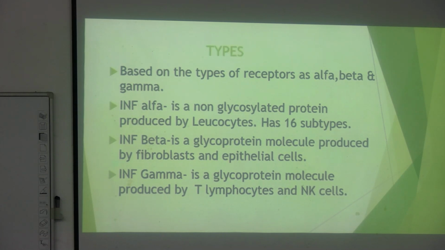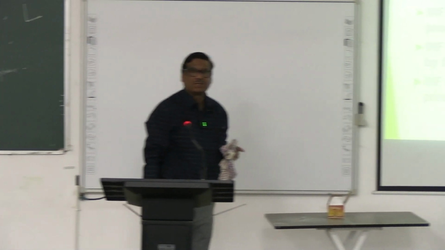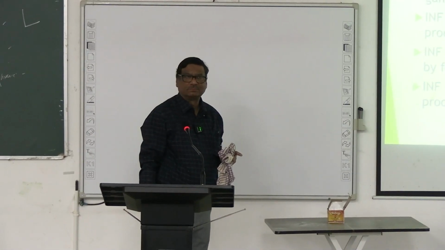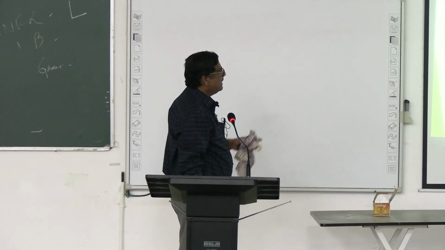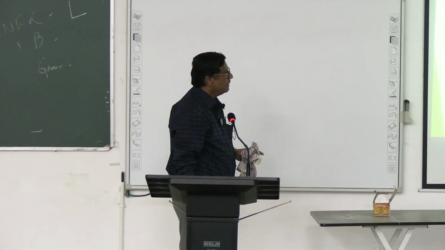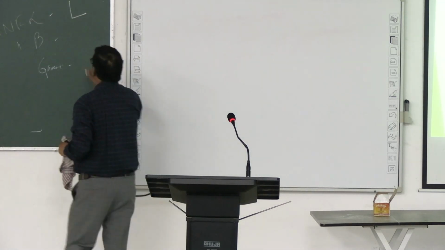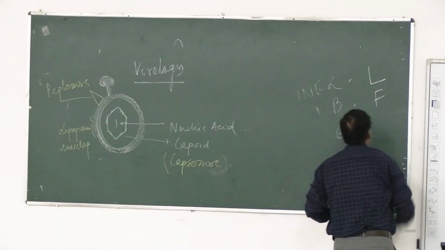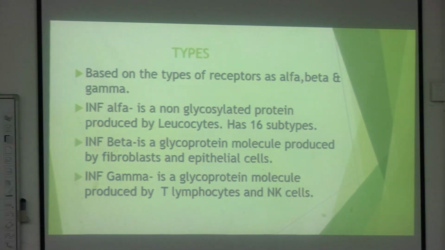What is the difference between glycosylated and glycoprotein? Glycosylation and glycoprotein, did you study it in chemistry? Say it again. Interferon beta is a glycoprotein molecule produced by fibroblasts. And interferon gamma is a glycoprotein molecule produced by T lymphocytes or NK cells.